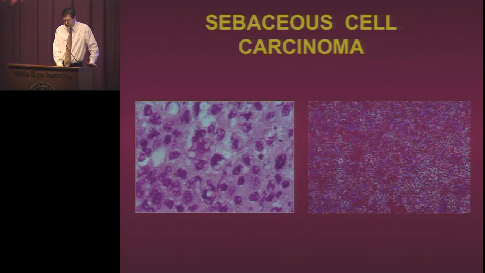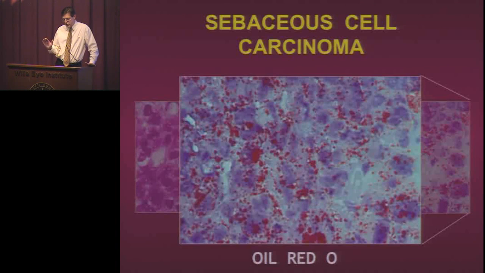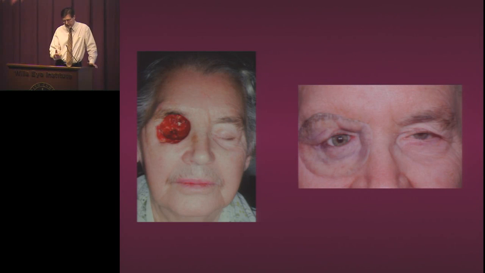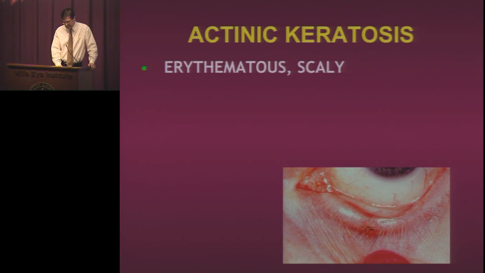But sebaceous cell carcinoma has this unusual appearance under oil red O. So you always want to let the pathologist know that you're thinking of sebaceous cell. And this patient, unfortunately, had to have an exenteration because of that.